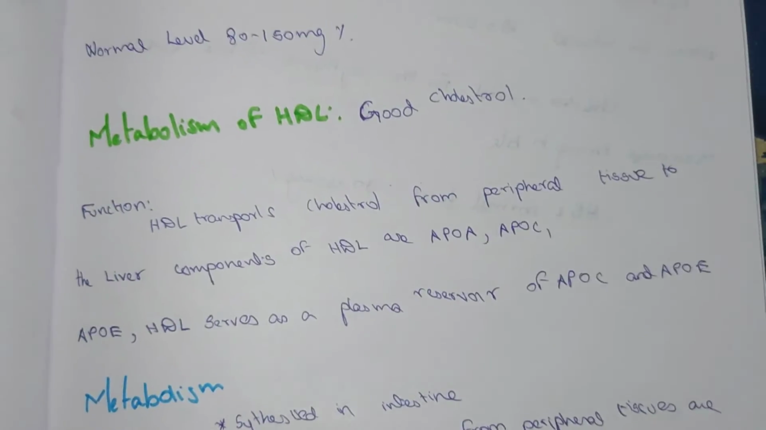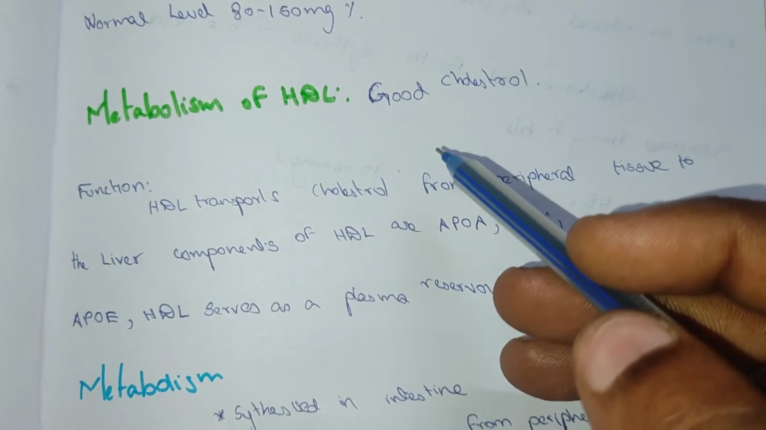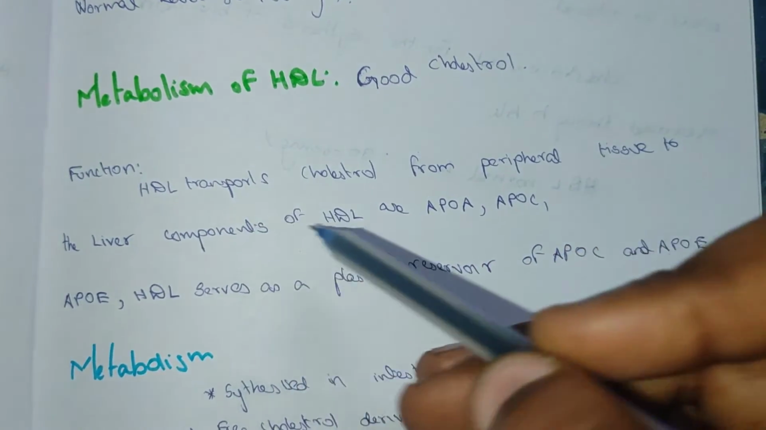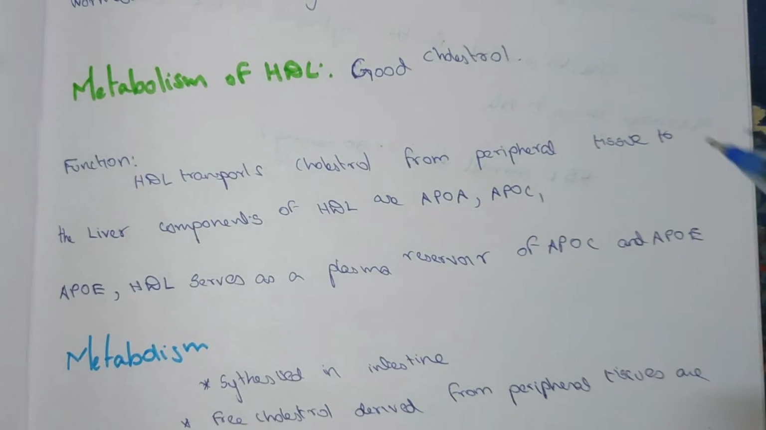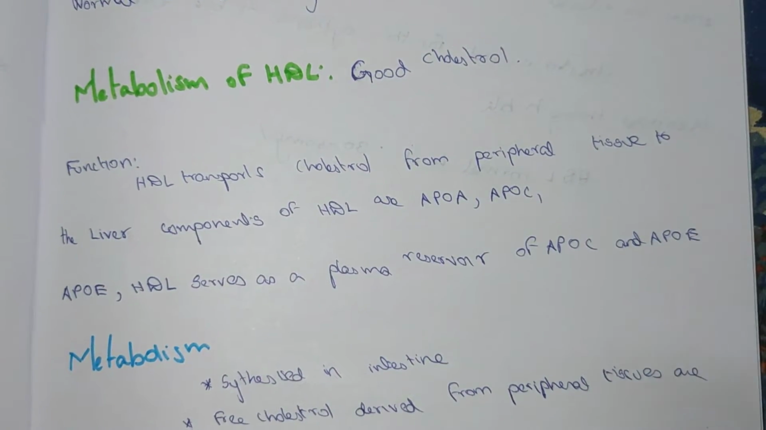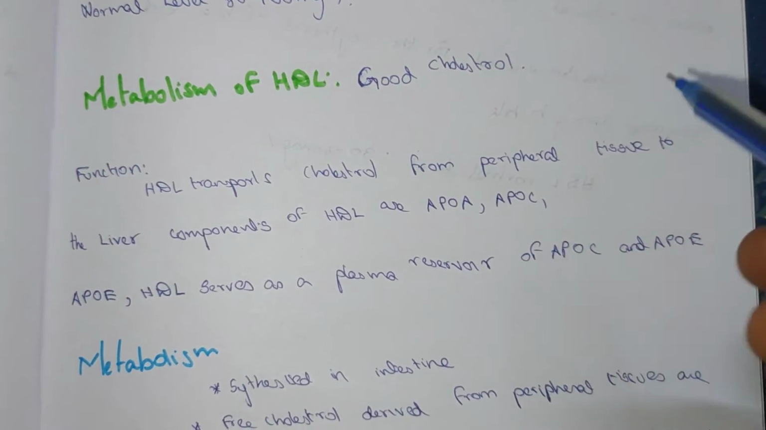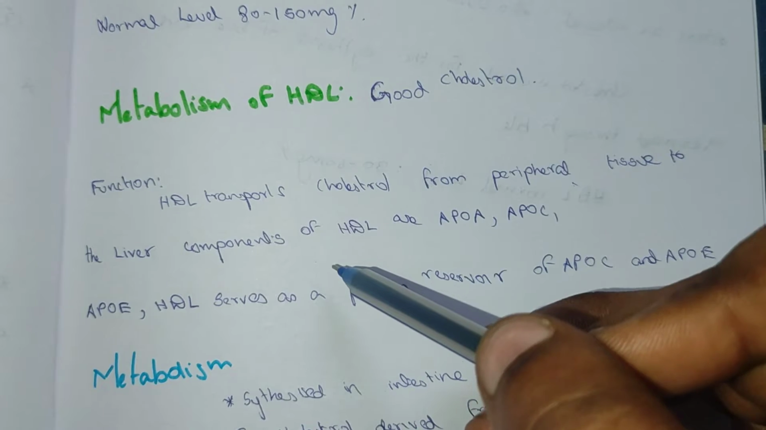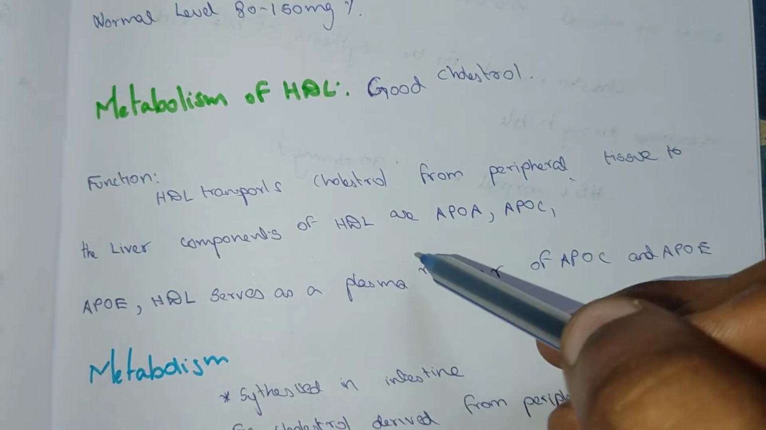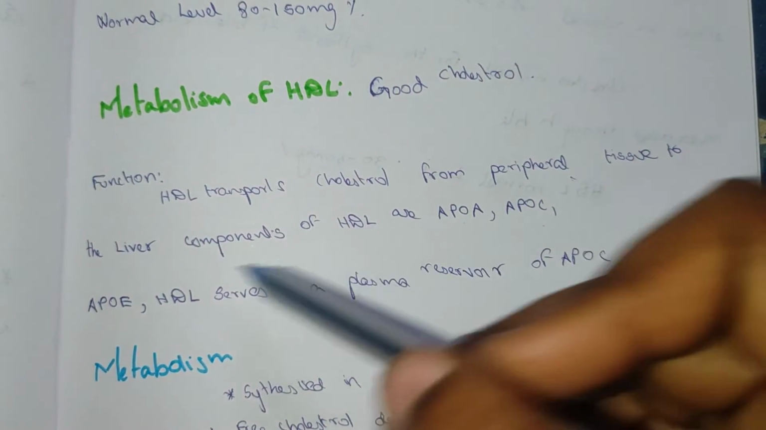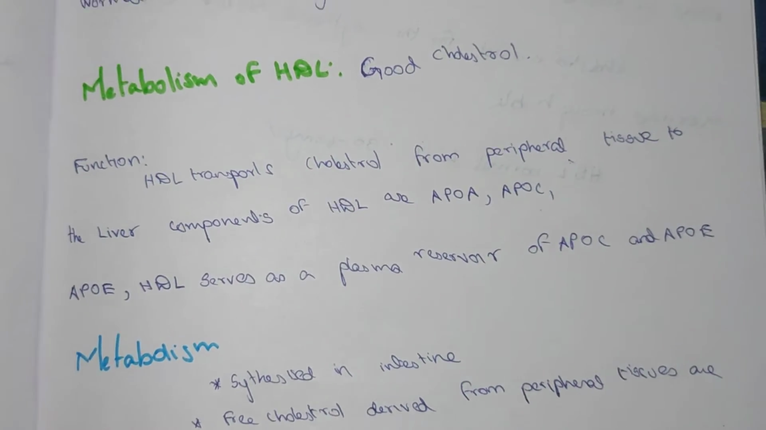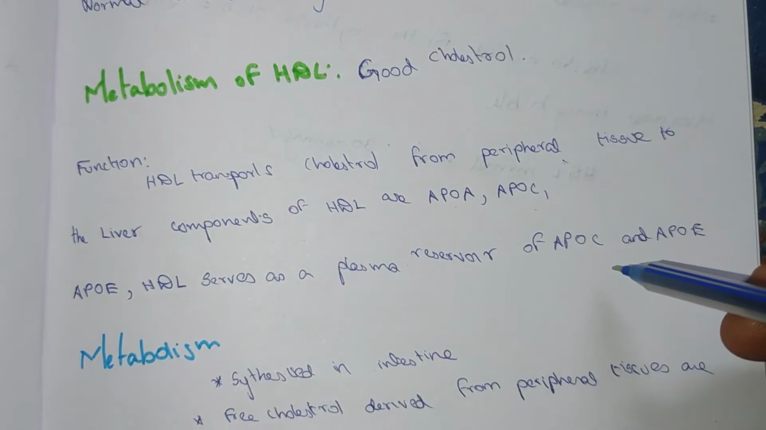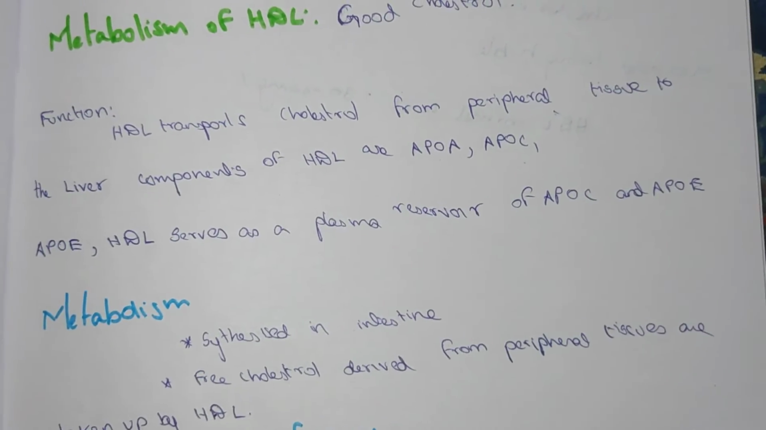Now we will see about the metabolism of the HDL, which is otherwise known as good cholesterol. The function of HDL is transport. We have seen that the LDL transports the cholesterol from the liver to the peripheral tissue, but here it transfers cholesterol from the peripheral tissue to the liver with the help of the proteins ApoA, ApoC1, ApoE. HDL, high density lipoprotein, serves as a plasma reservoir of ApoC and ApoE.